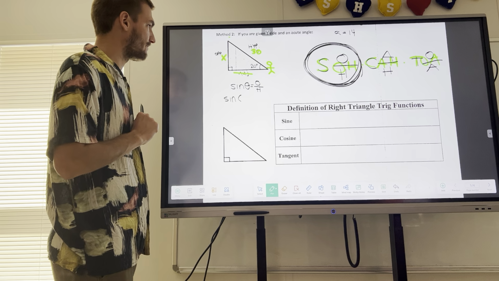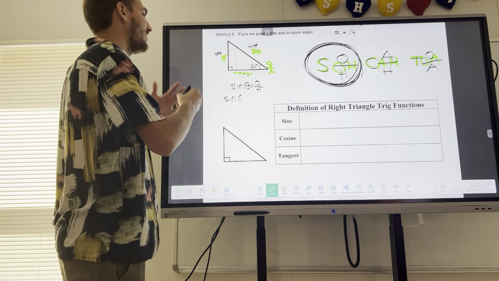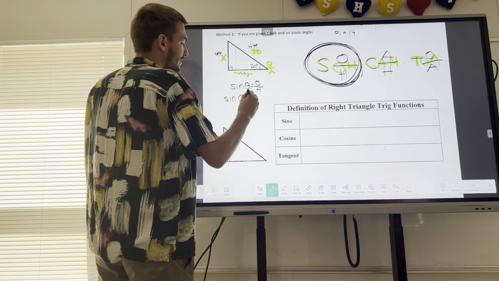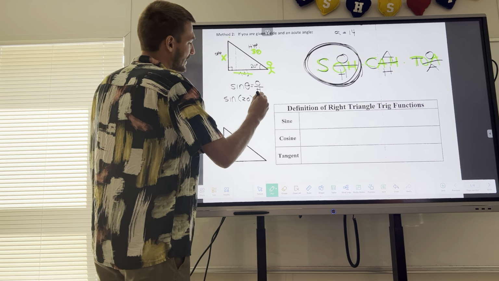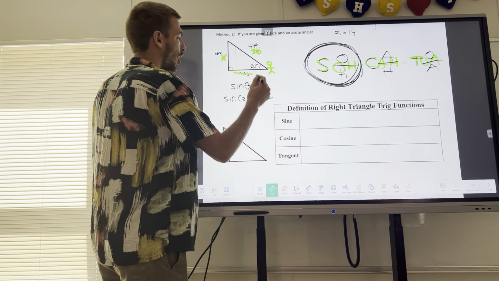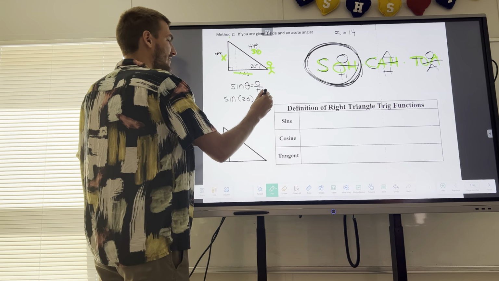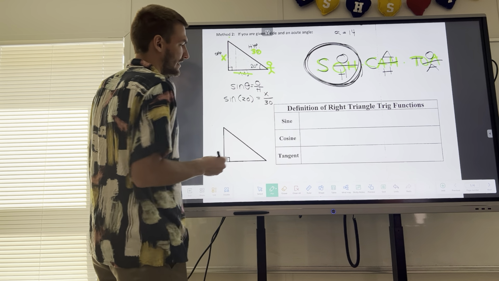Okay, so let's actually do that for this question. Let's set up a little formula here. We have the sine of 20 equals O over H. Now the O value is an X, and the H value is a 30.